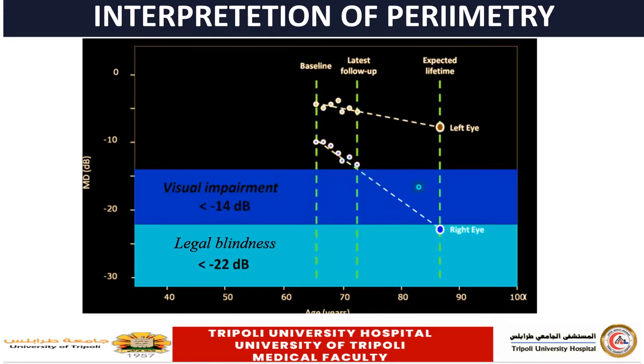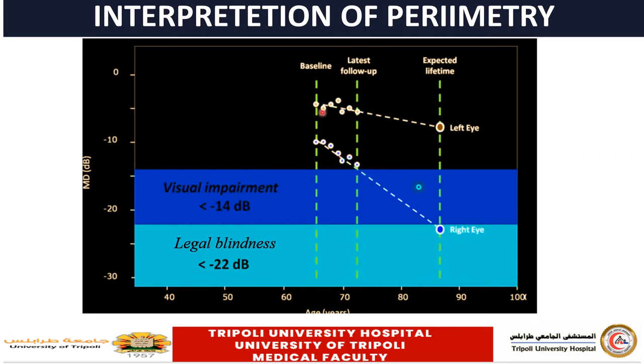This is an example of the trend analysis for the right and the left eye. As I said, the trend analysis evaluates the progression of the disease over a long period of time. So short-term fluctuation of the retinal sensitivity cannot be determined by trend analysis, but it is determined by event analysis. However, for studying the progression over a long period of time, the trend analysis is more useful.